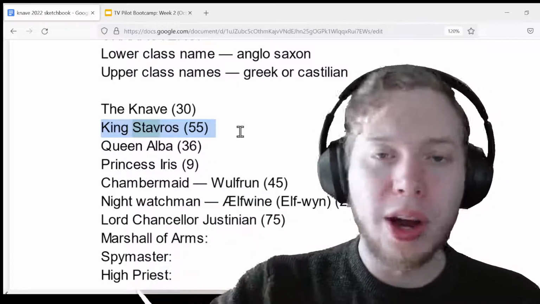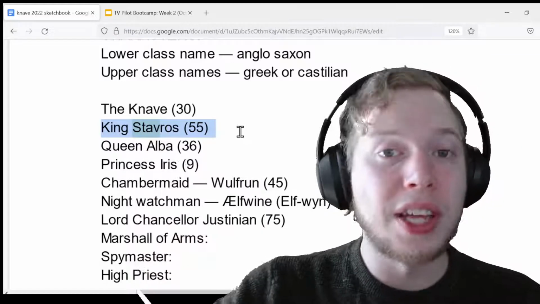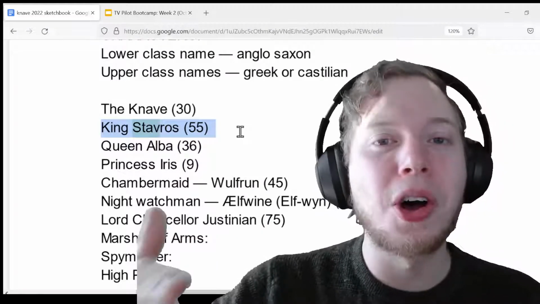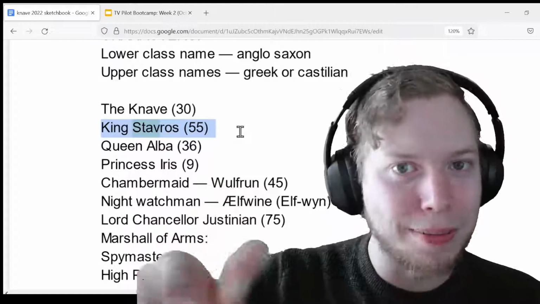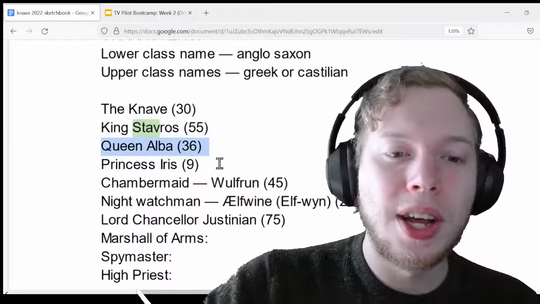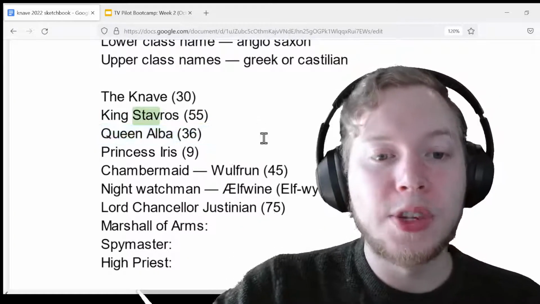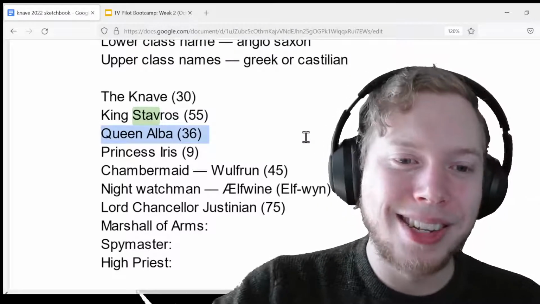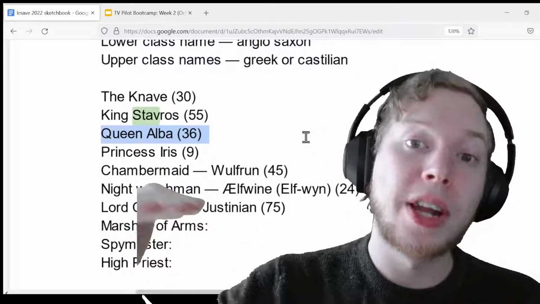He's kind of a blowhard drunkard who doesn't care. He doesn't think things through and is, as a result, always keeping the kingdom right on the edge of falling apart. We have his new queen, who is named Queen Alba. She's his second or third wife, and she's brand new here. She's going to be our knave's main rival.